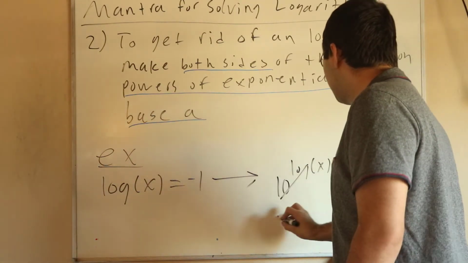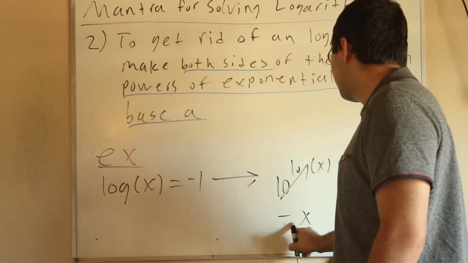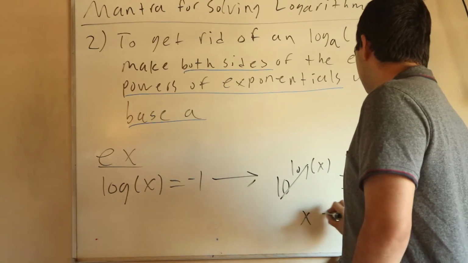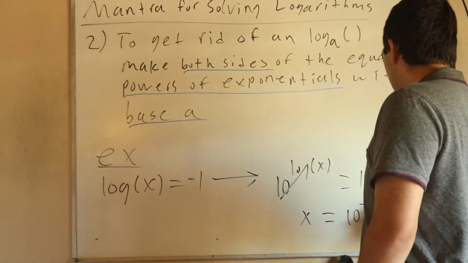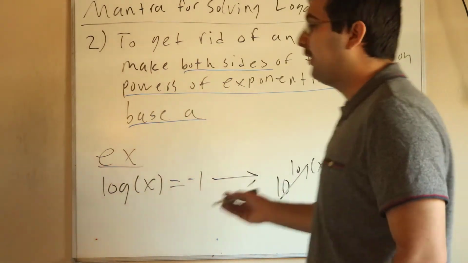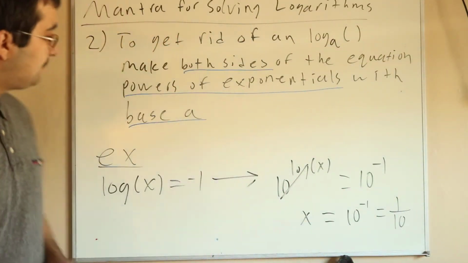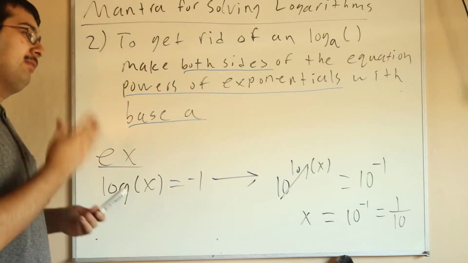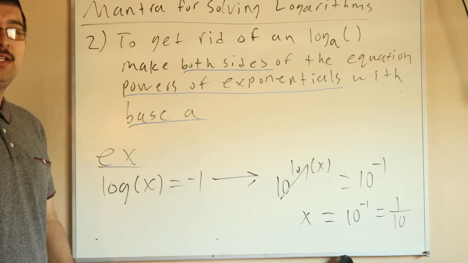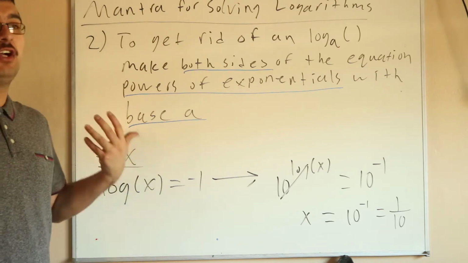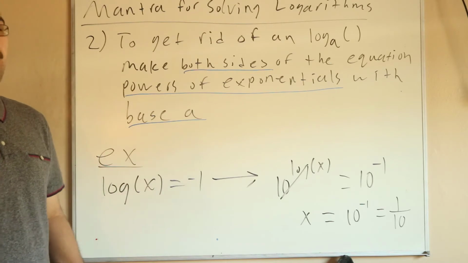The inverse property kicks in. I'm left with x equals 10 to the -1, which is the same as 1 over 10. And there you go. You solved it using the technique. So, that's it. These are the two techniques. Very simple techniques. They're not complicated, very straightforward, but very powerful.